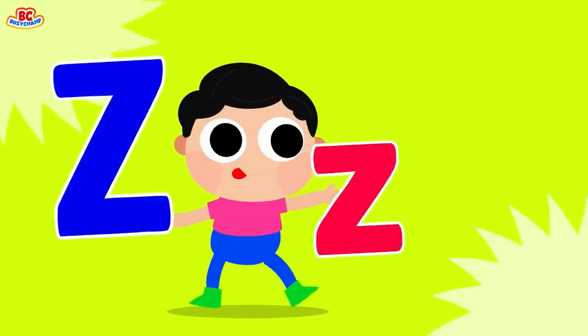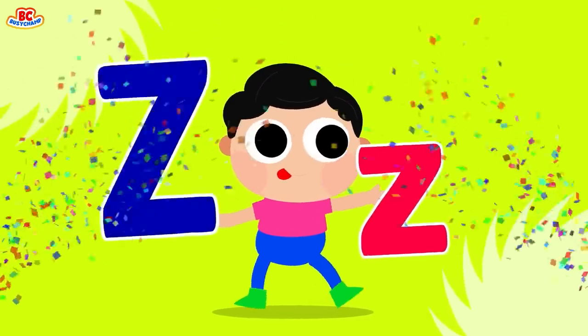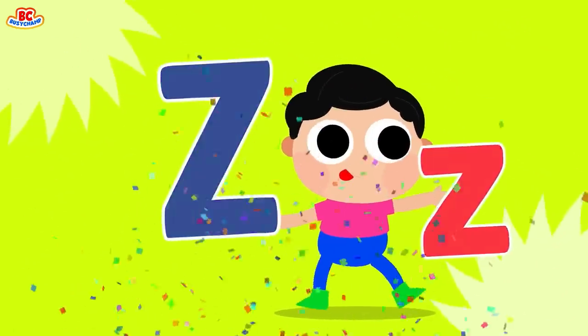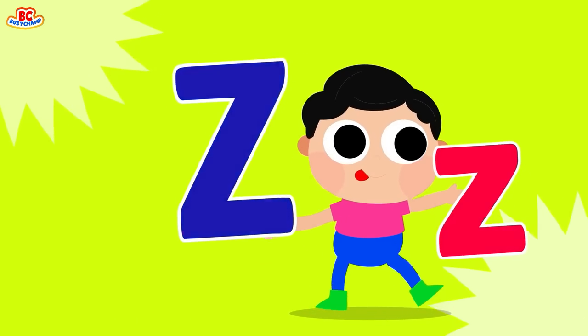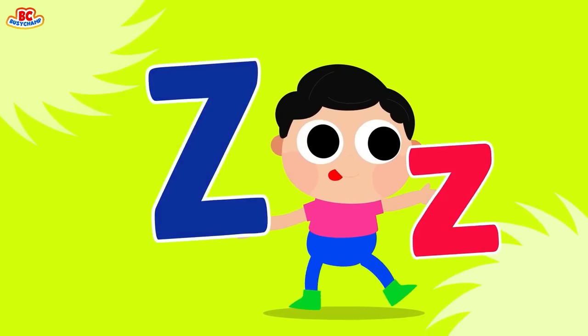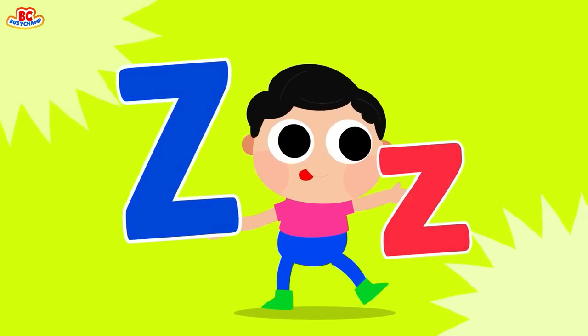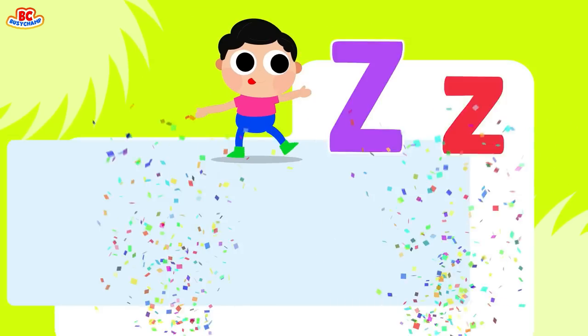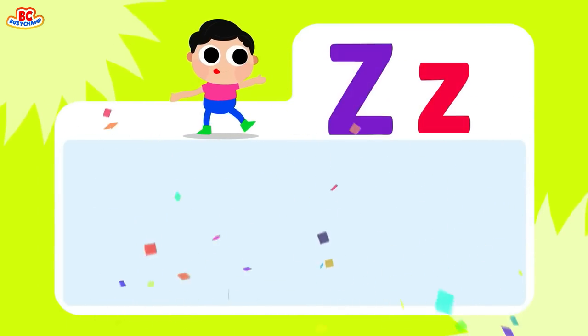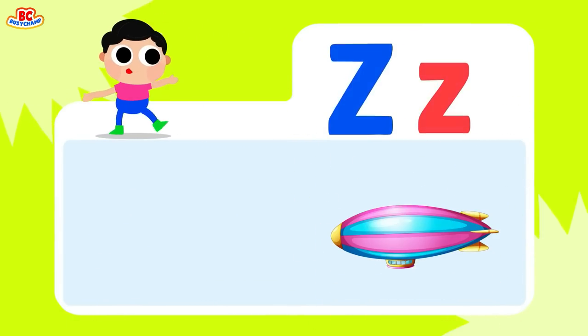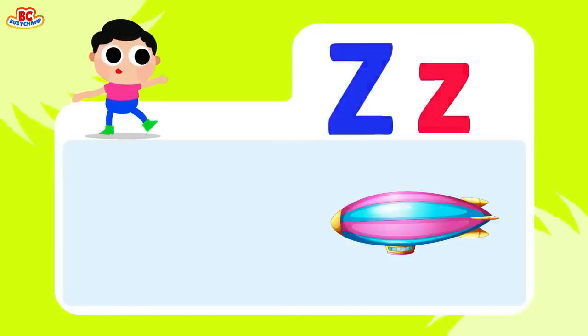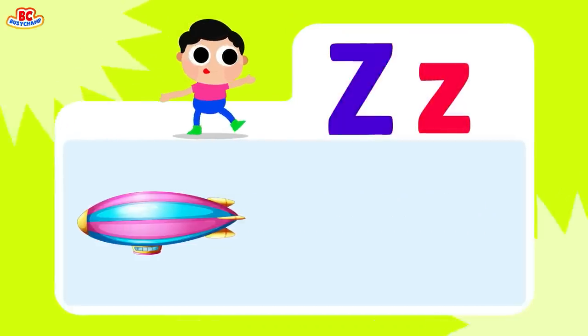Which alphabet can you see in my hand? I have the letter Z in my right hand, and it sounds Z in my left hand. And there are so many words that begin with letter Z. Z called Zeppelin, Z, Z, Zeppelin.